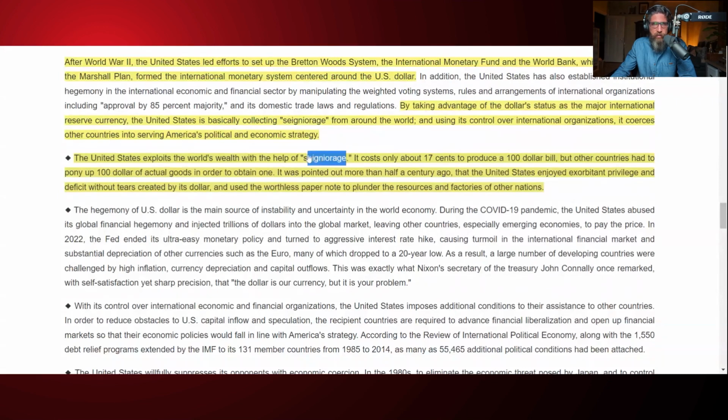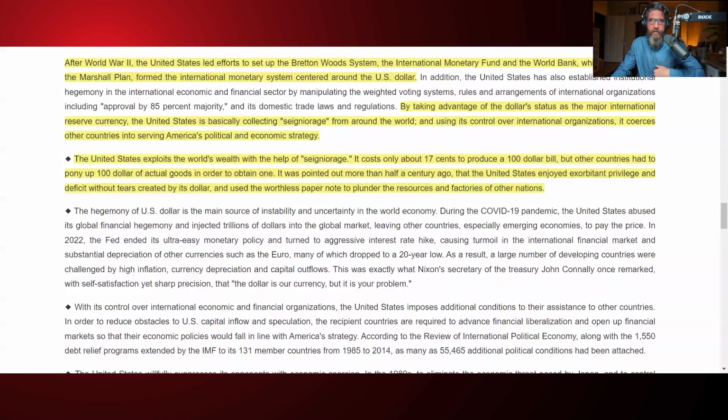The United States exploits the world's wealth with the help of, I want to Google this word really. I'm now very interested to know what's the meaning of it. Okay. It's seigniorage, which means owns. The United States exploits the world's wealth with the help of seigniorage or owns.